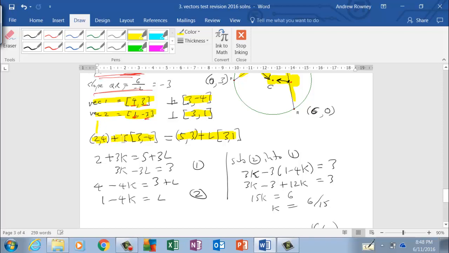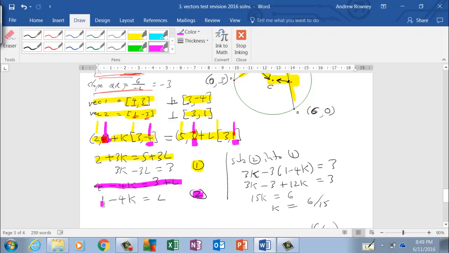So it's the x plus the x equals the x plus the x coordinate. So that's what all of this is. 2 plus 3k equals 5 plus 3l. And you rearrange that to get equation 1. And then the second equation comes from the y. The y here, and the y there, and the y there, and the y there. So it's 4 take 4k equals 3 plus 1l. And so that's equation 2.